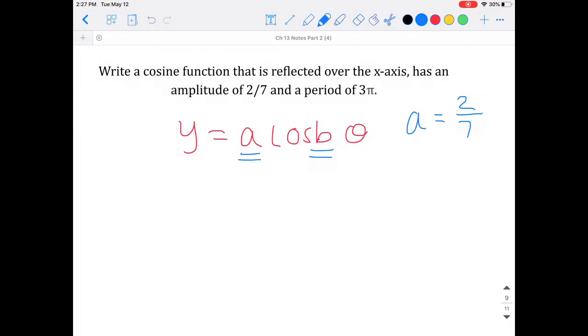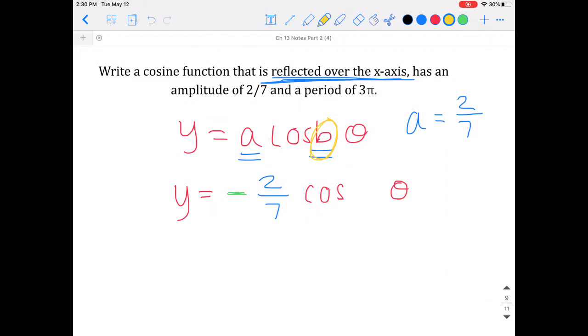But we're also told in this problem that the cosine function is reflected over the x-axis. We symbolize a reflection over the x-axis with a negative. So in front of our amplitude, we're going to have this negative symbol, which means that we're starting at the minimum rather than the maximum. That's our reflection. So it's going to be negative 2/7 cosine of b theta. So the only thing that we're missing is this b value.